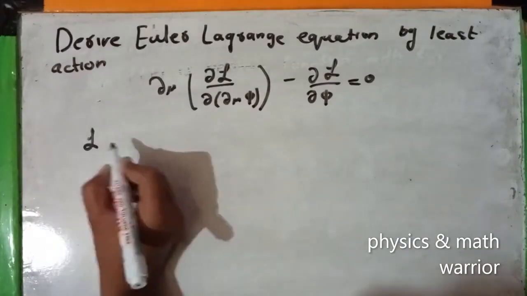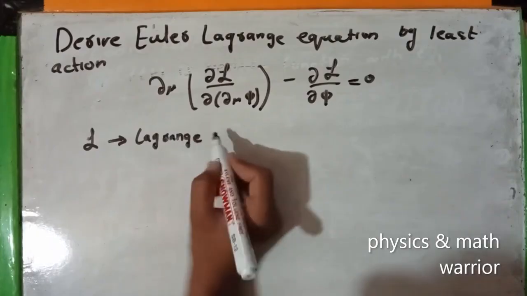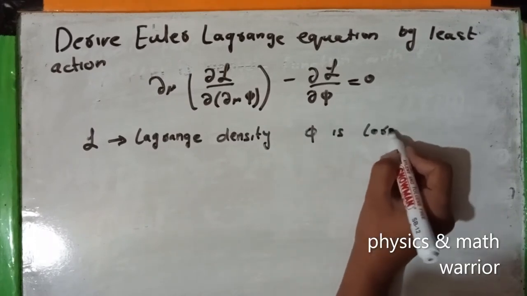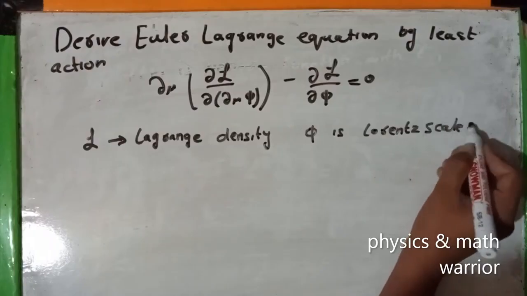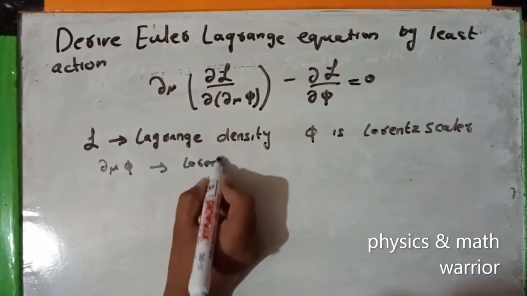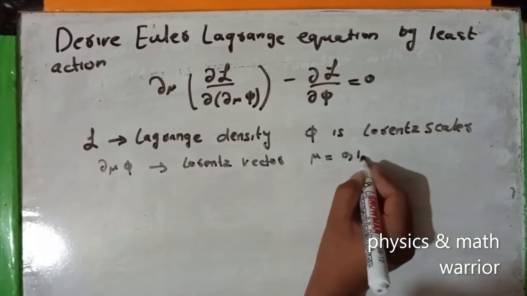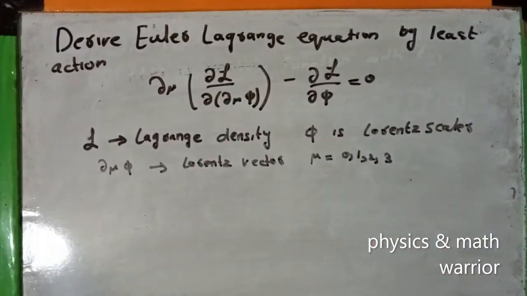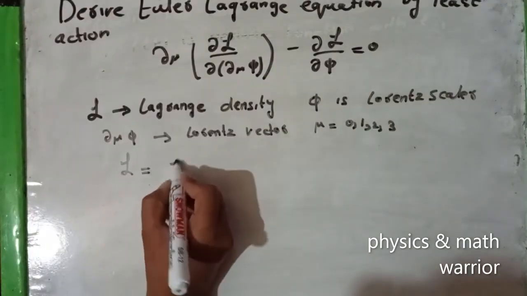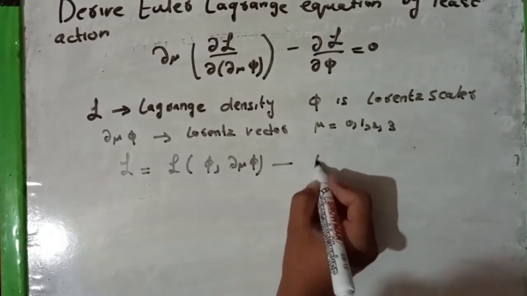In this video, we will derive the Euler-Lagrange equation by the principle of least action, which is ∂_μ(∂L/∂(∂_μ φ)) − ∂L/∂φ = 0. Here, L is the Lagrangian density, φ is a Lorentz scalar, and ∂_μ φ is a Lorentz vector, and μ is equal to 0, 1, 2 and 3. The Lagrangian density is a function of φ and ∂_μ φ. This is equation number 1.